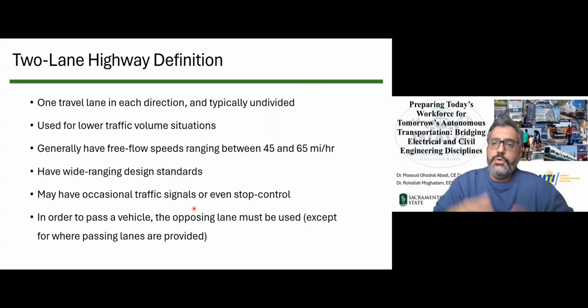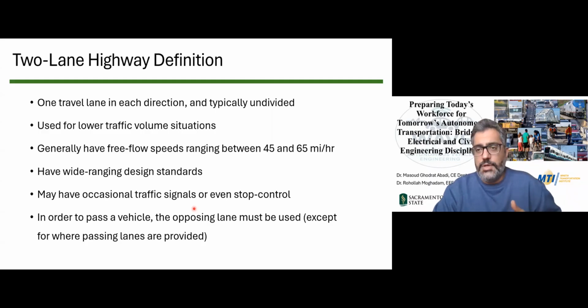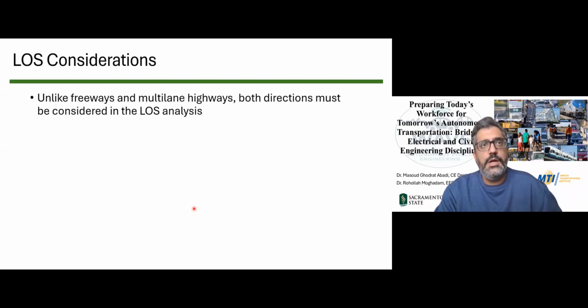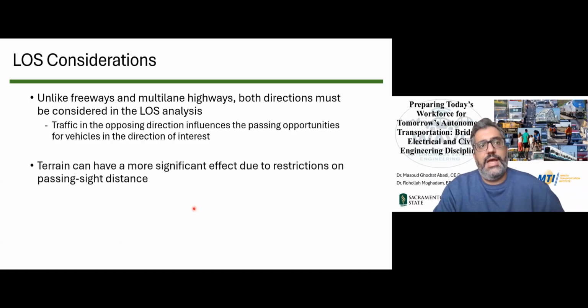So depending on all these things, level of service would be impacted in two-lane highways in a different way than it was impacted in multi-lane highways and freeways. So, as I said, we have to consider both sides and the impact of terrain, and specifically the impact of terrain on heavy vehicles is going to play a more significant role.